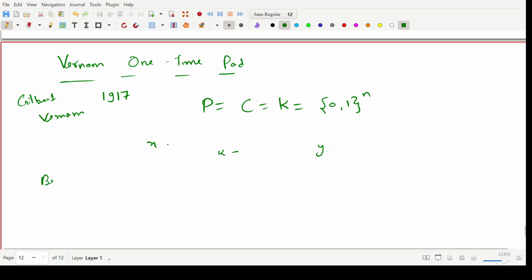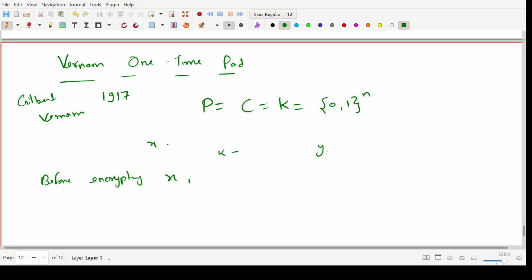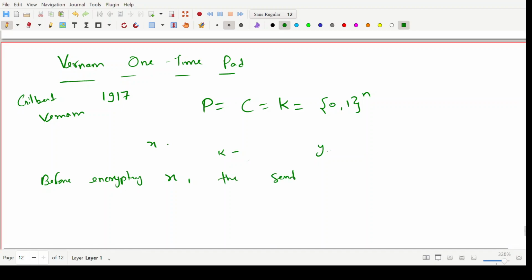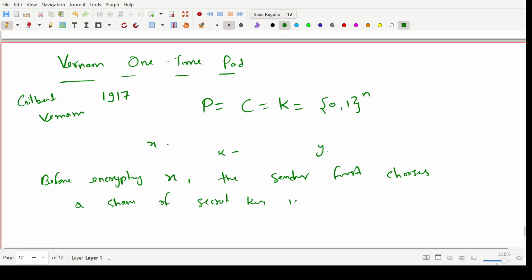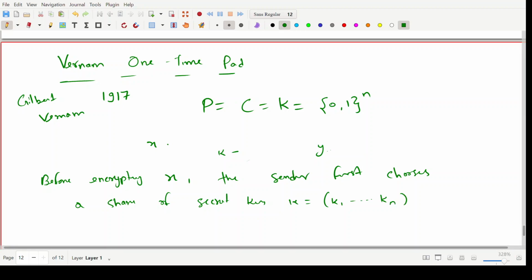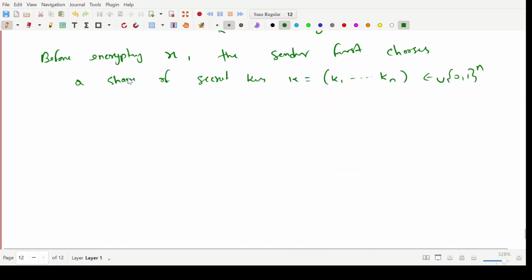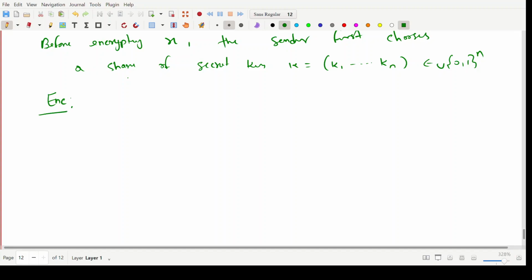So before encrypting X, the sender first chooses a shared secret key K, which belongs to {0,1}^n uniformly. This means uniformly random. Once they have decided the key, encryption is easy. What they are going to do is just XOR X with the key.